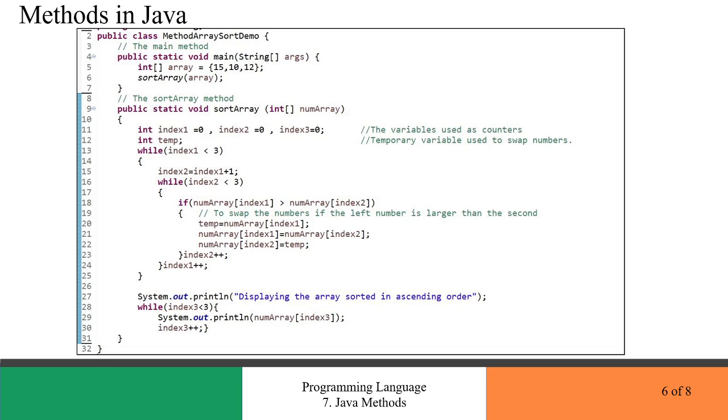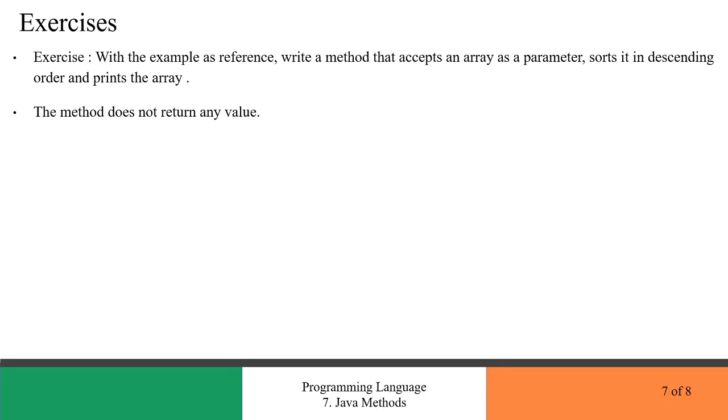To understand this example, let us try to write another exercise which uses the example as a reference. We are trying to write a method that accepts, say, an array as a parameter and sorts it in the descending order or the decreasing order of elements. The hint here is that to sort the array in descending order, we have to work through each element of the array and compare it with other elements.